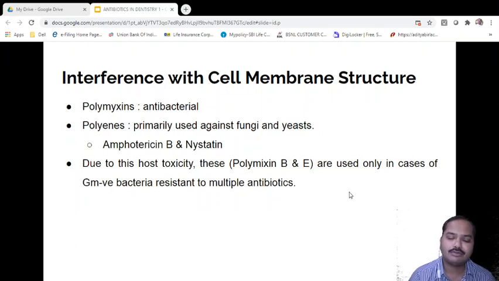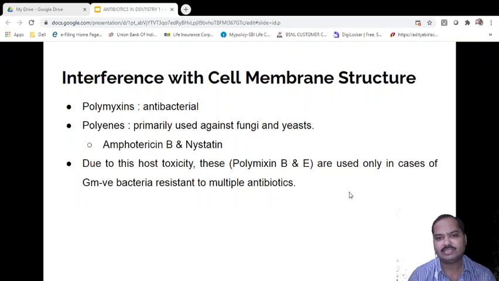But there is also an unfortunate part with these drugs: they are not target specific. They do not exhibit selective toxicity. They are equally destructive to the microorganism's cell as well as the cells of the host or the mammalian cells. So whenever we are giving drugs which act on the cell membrane, we have to expect more and more toxic effects of the drugs to the host tissue also.